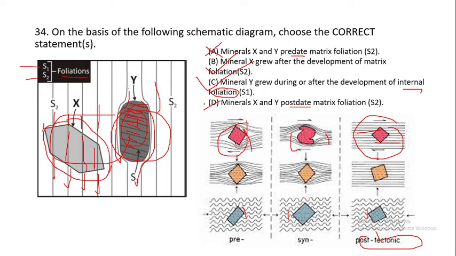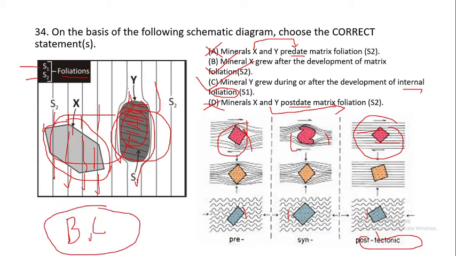So this is also wrong. So the answer for this question will be, but for A it is half correct. And for this also it is half correct, but the statements are not fully correct because matrix X and Y post-date matrix foliation. Why? Because here it is like that, but Y it is not like that. So both A and D are partially correct, but they are not completely correct. So the correct options will be B and C, whereas A and D will be partially correct. So this will be the correct answer for this, B and C.